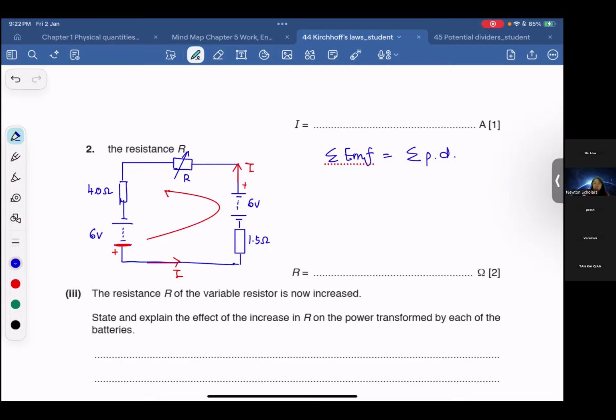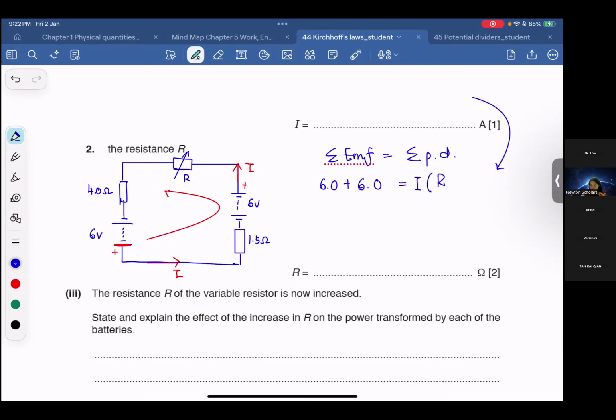Because they are in the same direction of current, connected in the correct way, the total EMF should be 6.0 plus 6.0 equals the potential difference. This is a series circuit, so current will be the same. That's why just now they asked you to find the current. Okay, so the potential difference is the current times the total resistance.